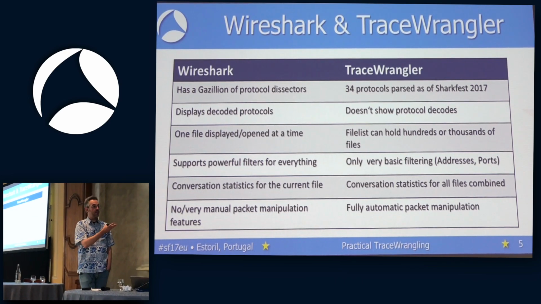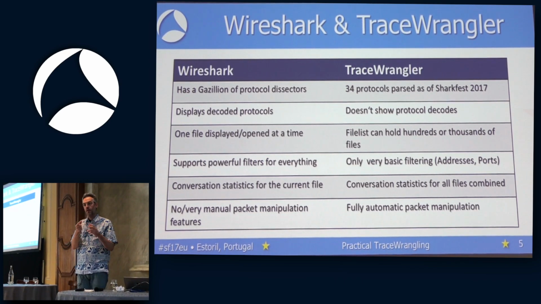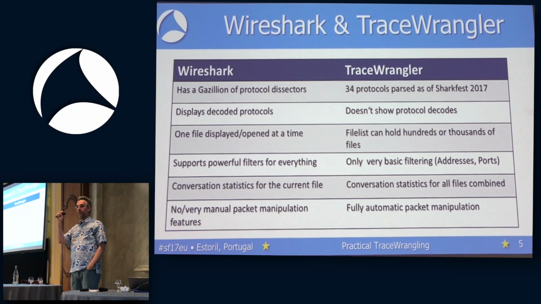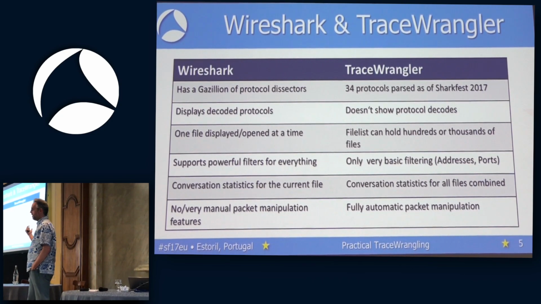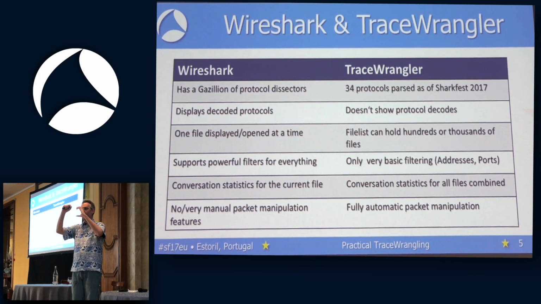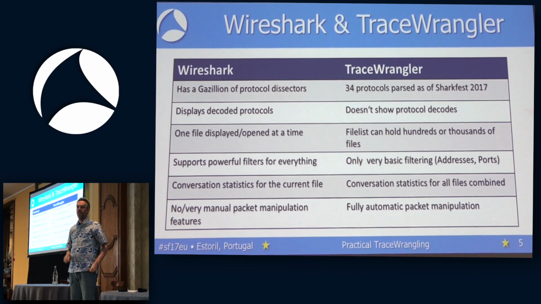Fully automatic packet manipulation means, for example, if you choose to remove a VLAN tag from a packet, the problem is that the Ethernet header has a next protocol field telling you the next thing up is a VLAN tag, then another VLAN tag, and then there's IPv4, ether type 800. What Tracewrangler does is it looks for the last VLAN tag, gets the ether type, moves it to the Ethernet header, removes the VLAN tags, and basically keeps the frame intact so that it still works.